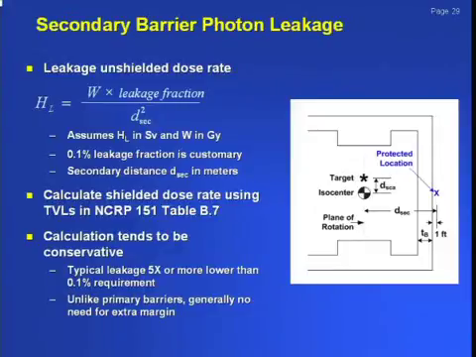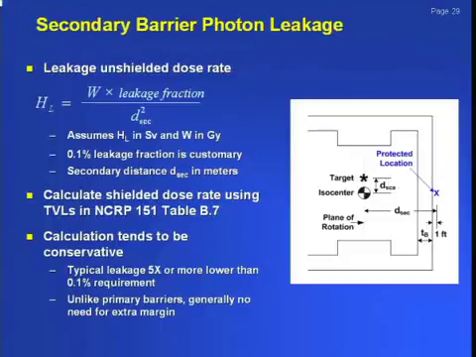You have multiple sources of radiation for your secondary barriers. You have scatter, you have leakage, you have wall scatter, you have patient scatter. They all have to be calculated. Leakage, unshielded dose rate, is referred to as the exposure rate, H sub L. And that is obviously equal to your workload, which is 450 gray per week, times your leakage fraction divided by your distance squared.